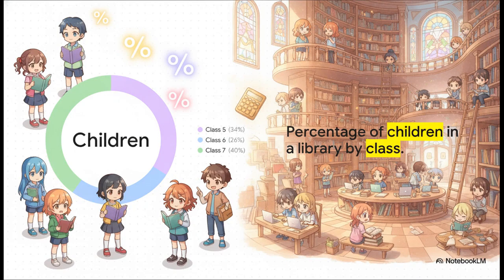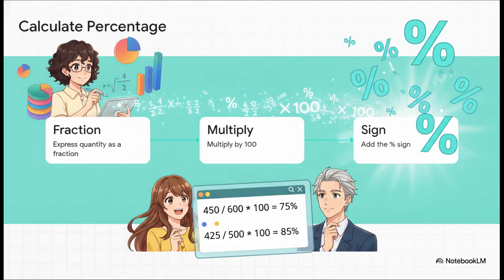Let's put that into perspective. Imagine there are exactly 100 children in a library. If 34 of them are from Class 5, 26 are from Class 6, and 40 are from Class 7, well, calculating the percentage is a piece of cake. Because our total is already 100, the fraction of Class 5 students is simply 34 over 100, and that instantly translates to a clean 34%. Notice how easily the different parts of the whole come together when we measure them on this shared scale of 100. But what if your total isn't exactly 100, like those exam scores?